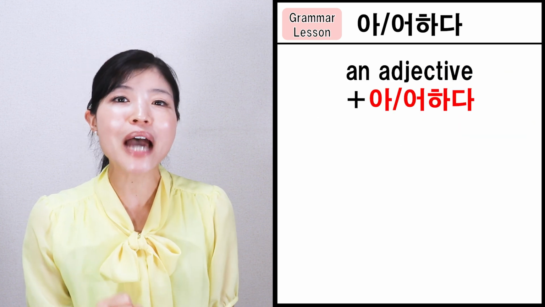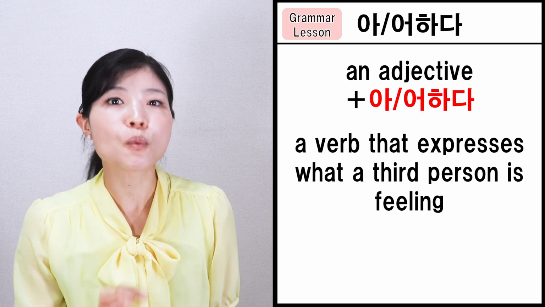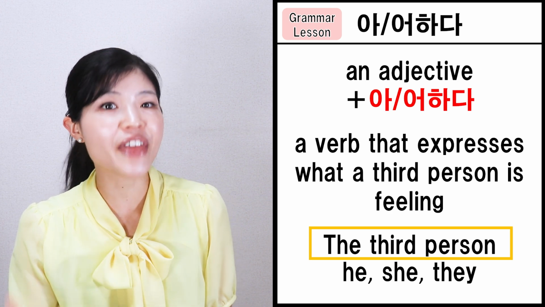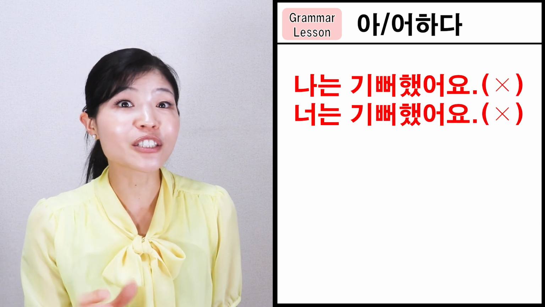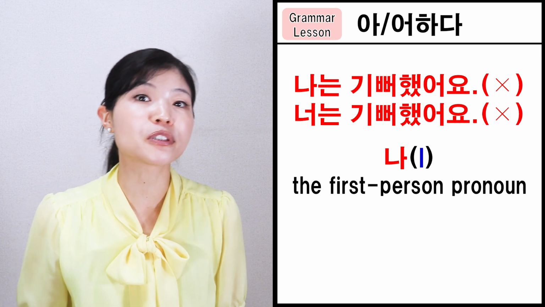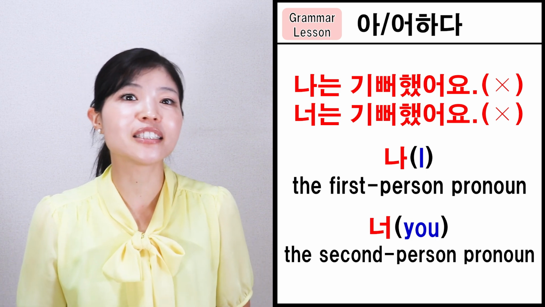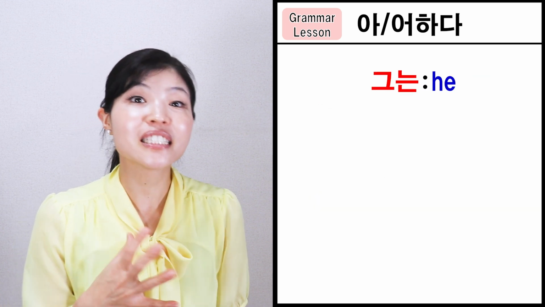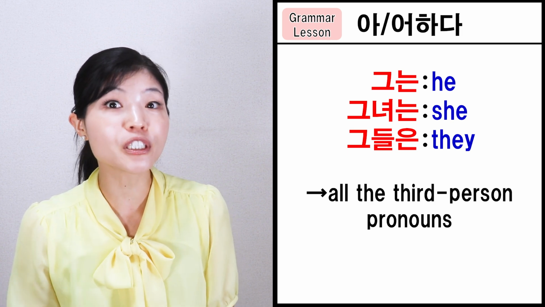As you can see, if you add -아/어하다 to an adjective, you can use it as a verb that expresses what a third person is feeling. The third person means he, she, or they. So you cannot use this about yourself or the listener. For example, 나는 or 너는 기뻐했어요 is wrong because 나, I, is the first person pronoun and 너, you, is the second person pronoun. The correct sentence would be 그는, 그녀는, or 그들은 기뻐했어요. Because 그는, he, or 그녀는, she, or 그들은, they, are all third person pronouns.